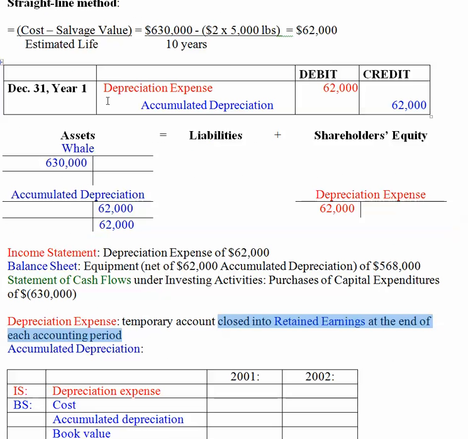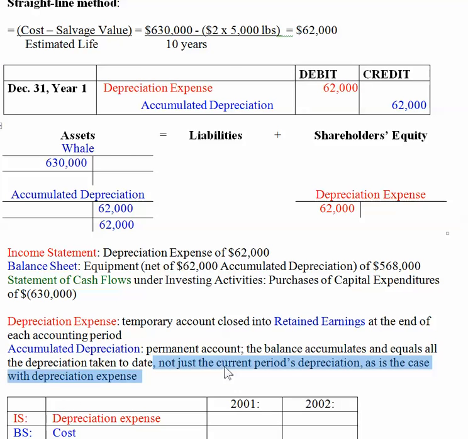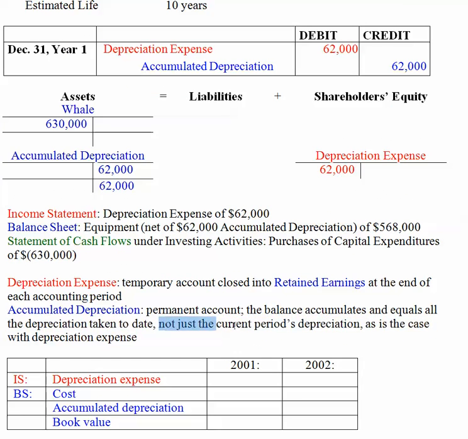Accumulated depreciation, on the other hand, is a permanent account, and so as a result the balance in this account will accumulate. It doesn't get closed out, so it's going to equal all the depreciation to date. That's unlike the expense, which gets closed out and is only going to show the current year's depreciation. So when you go to year 2, like I said, this is going to get zeroed out, so that would be part of retained earnings, which is under here. I'm just not showing it.